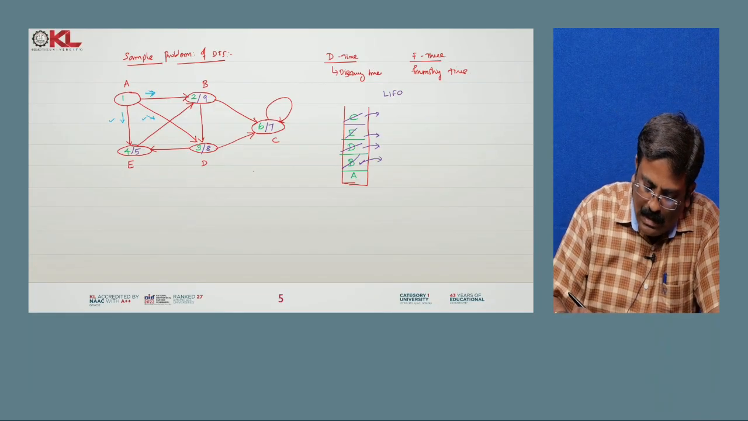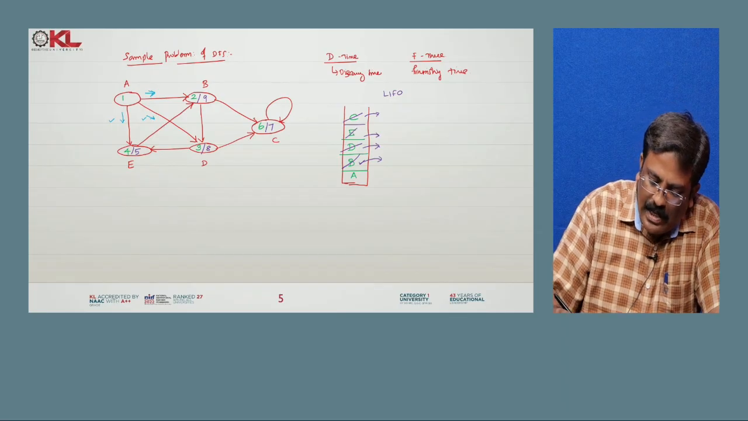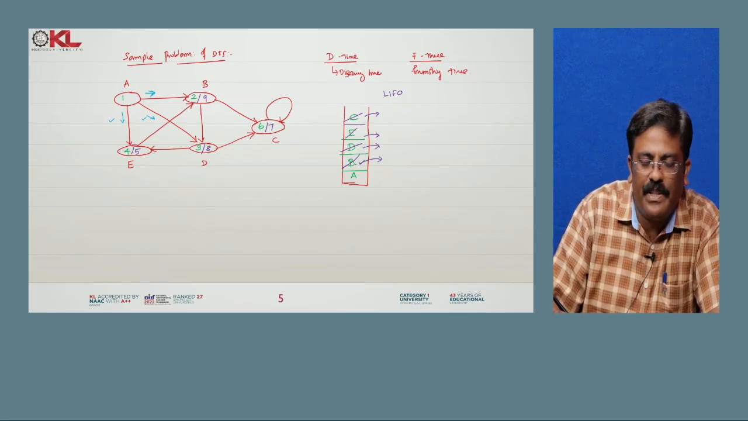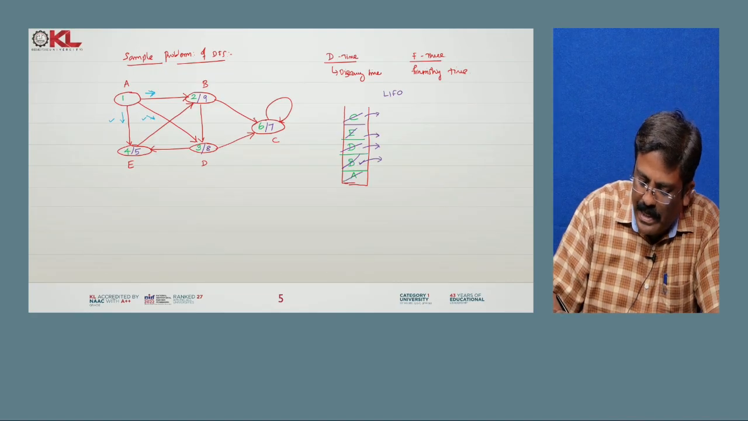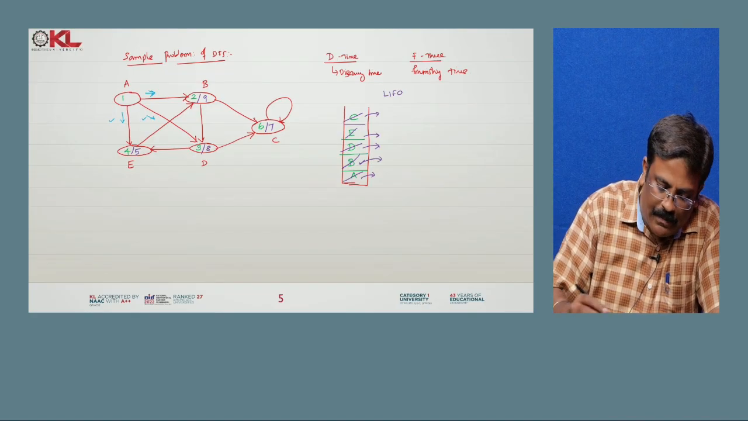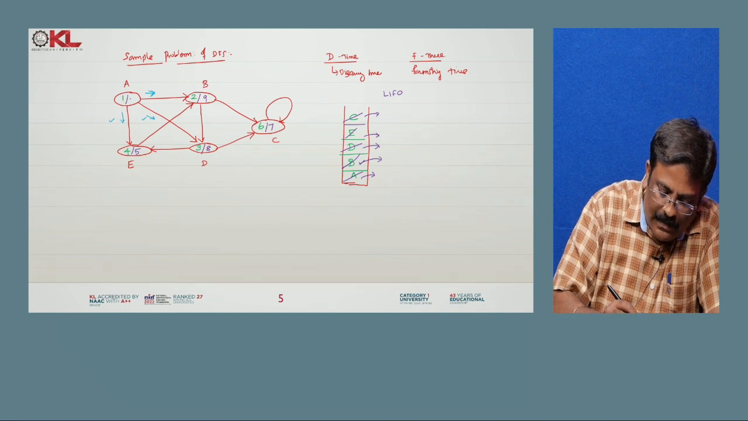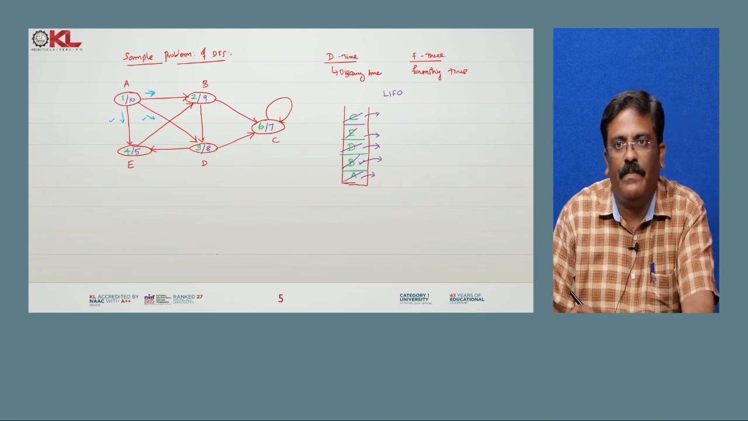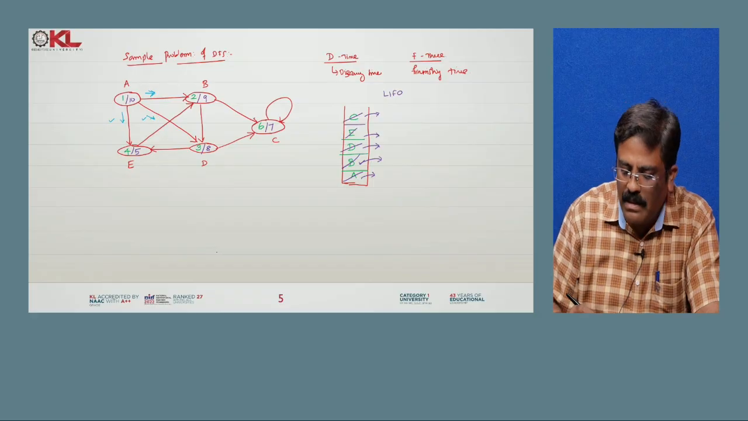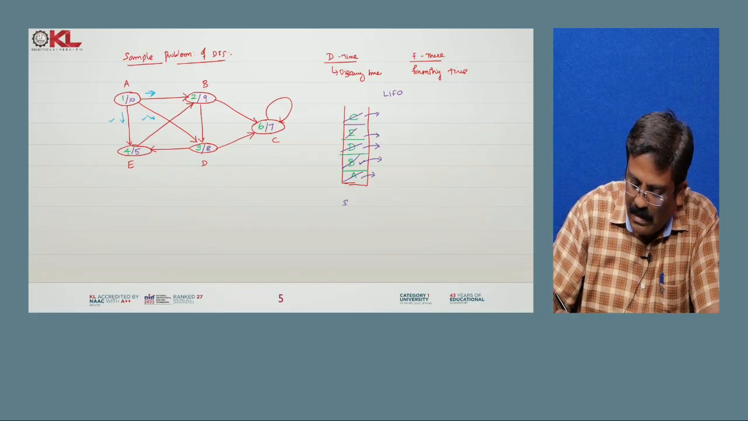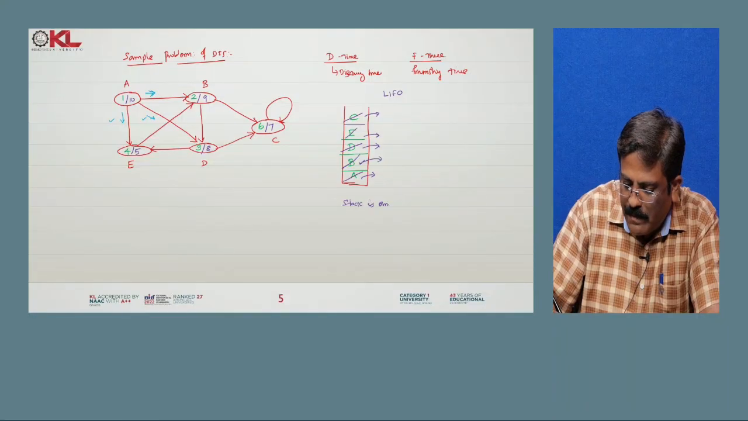So now the remaining thing is A. From A, all the vertices have already been visited, and the final thing is nothing but A. So A is also popped out from the stack. I am going to update the finishing time of A as 10, and now we can see that the stack has become empty.